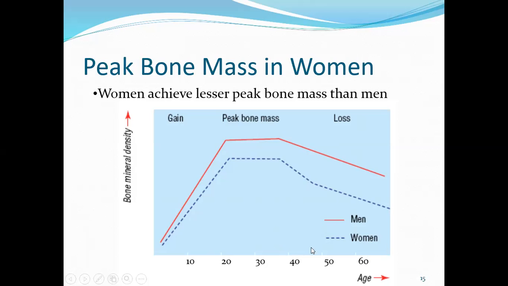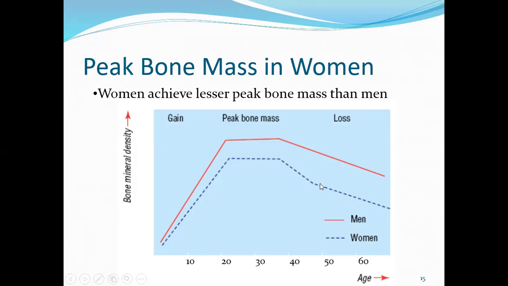Here the red lines indicate that the peak bone density in males is more and increases fast as compared to females, which is shown by the dotted line. Then the peak density which remains constant is also less in case of females as compared to males. And when the peak bone density decreases in older age, that is also observed here. After the age of 35 to 40, the peak bone density goes on decreasing.